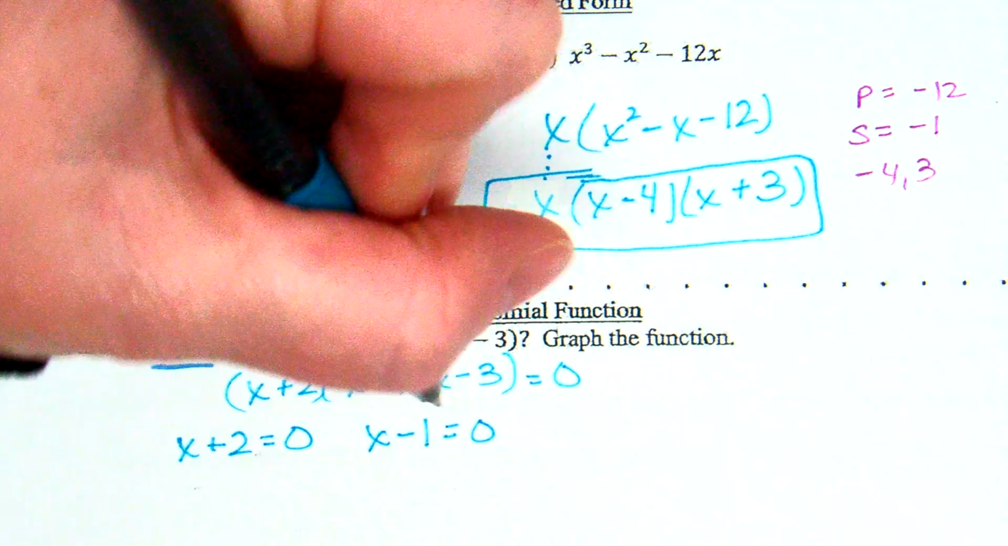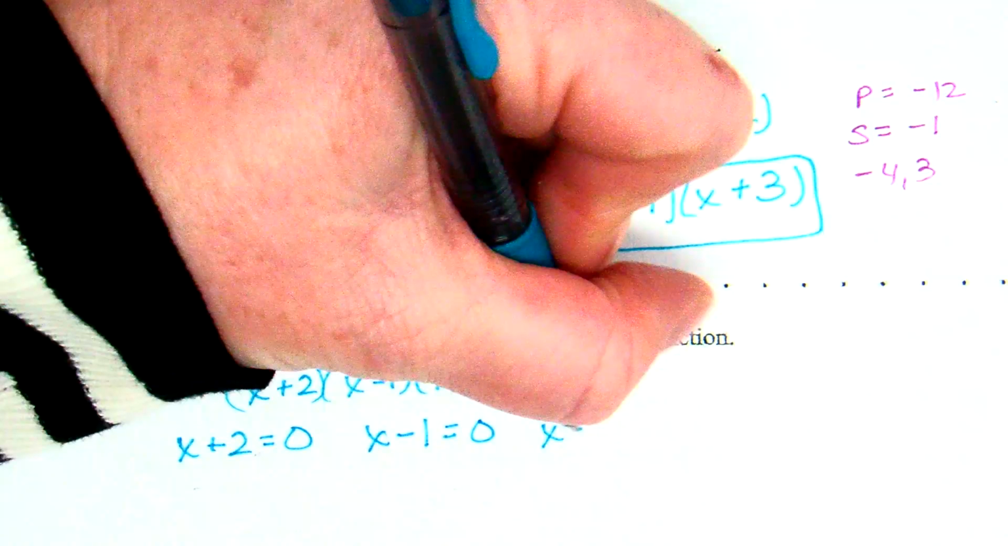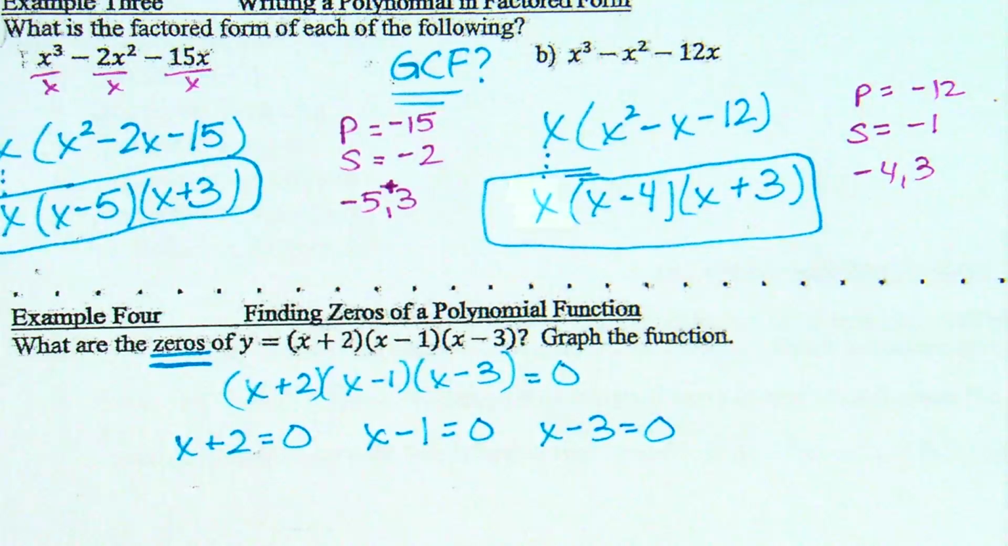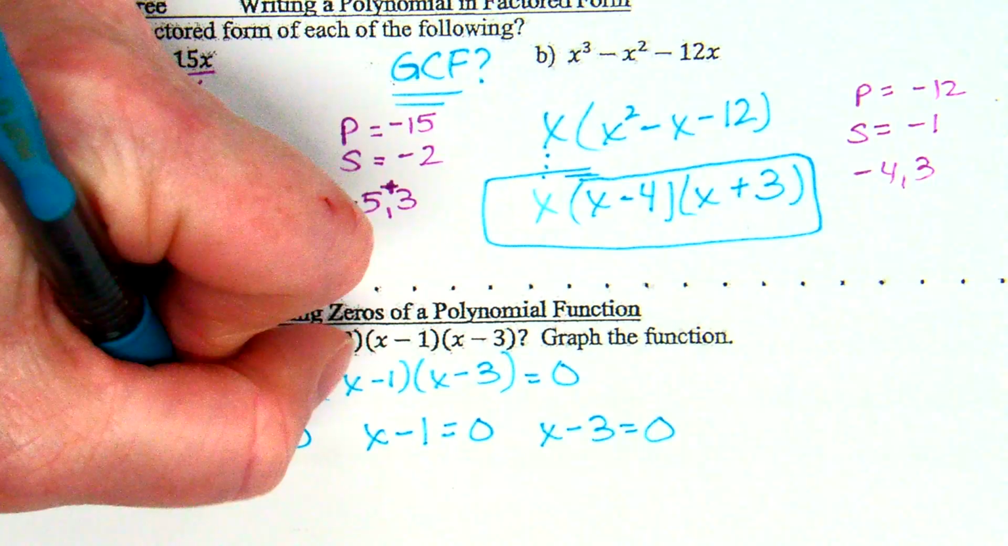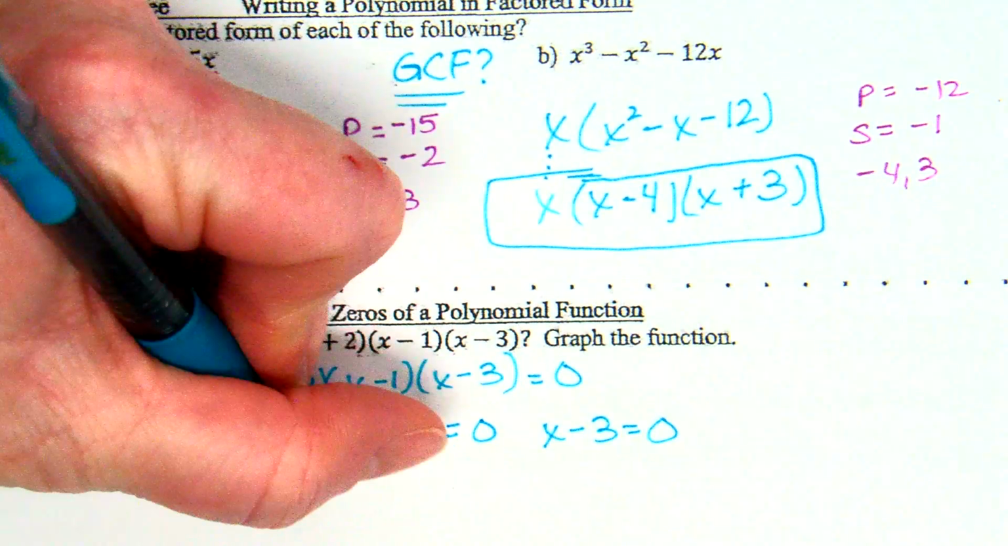x minus 1 equals 0 and x minus 3 equals 0. Yeah, solve all of them. If it's x plus 2 equals 0, what happens? Okay. Subtract 2, x equals negative 2.